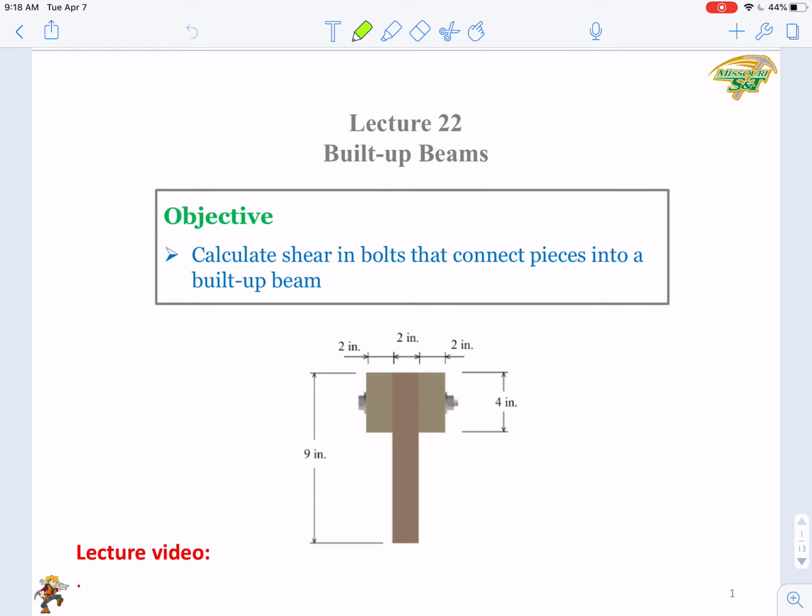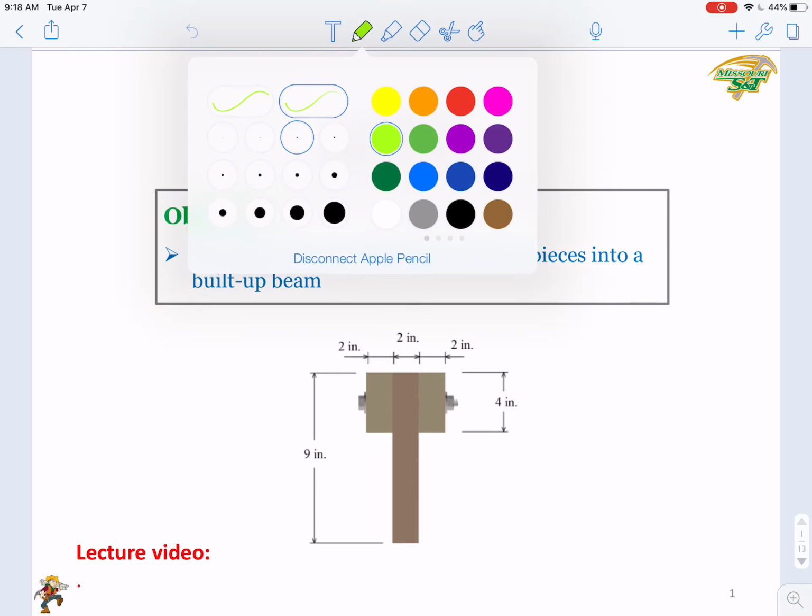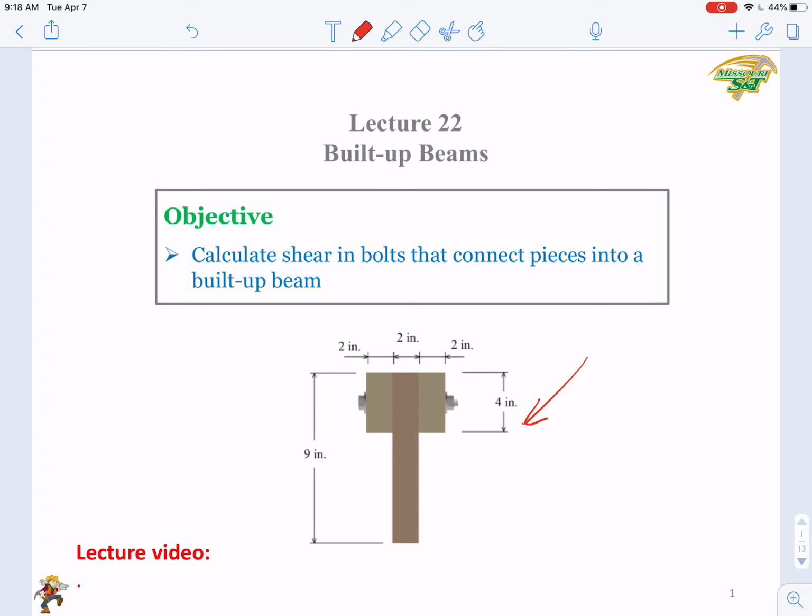Today we will talk about built-up beams, and we'll calculate shear in bolts that connect pieces into a built-up beam. As shown here, this is an example of a built-up beam. You can see that two plates, piece 1 and piece 2, are connected to the web, piece 3, through a bolt. So this is called a built-up beam.